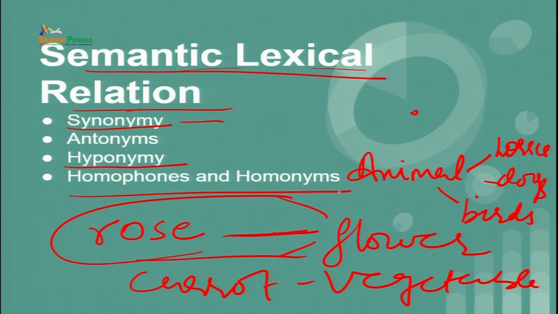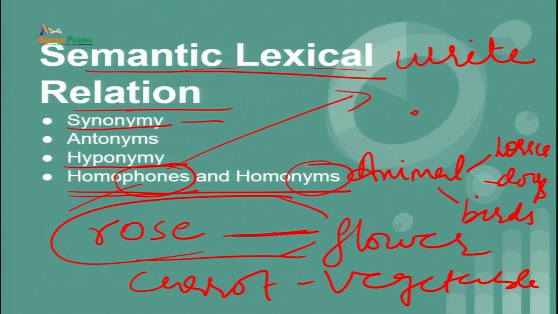Then there are homophones and homonyms. Homophones are interesting ones, as the name itself suggests. Phone refers to sound and nym refers to name or word. So, if I specifically refer to homophones, I would say when two or more different written forms have the same pronunciation, they come under this label. So, for example, you say right and you also say write.